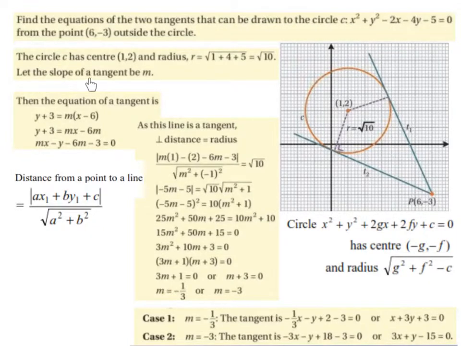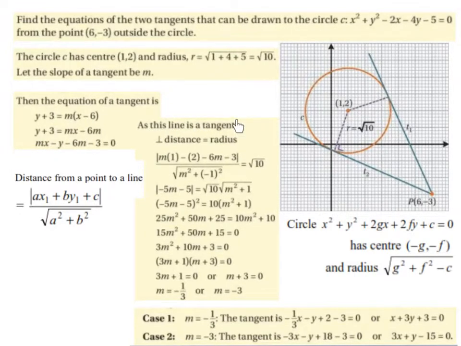So we're going to let the slope of a tangent be m. Then the equation of one of the tangents is going to be y plus 3 equals m times x minus 6. I've used the equation of a straight line formula, and I have used the point (6, -3) for my x1, y1, and I'm just letting m be the slope. I multiply out my brackets, so I get y plus 3 equals mx minus 6m, and then I rearrange to get everything on the left of the equal sign. So I have mx minus y minus 6m minus 3 is equal to 0. This is the equation of one of the tangents.